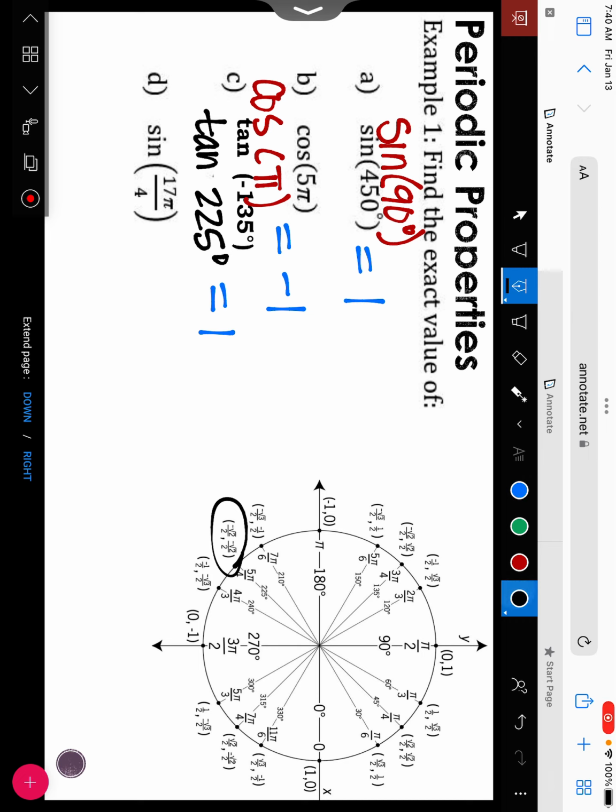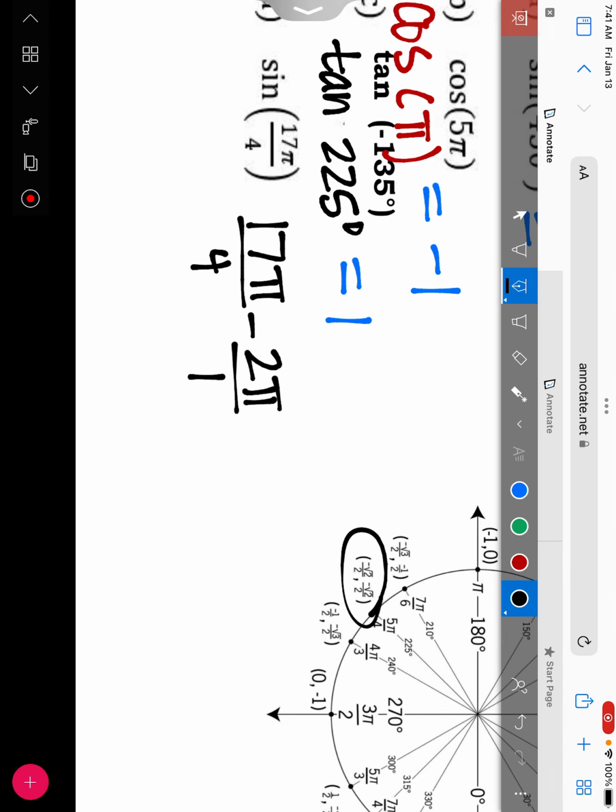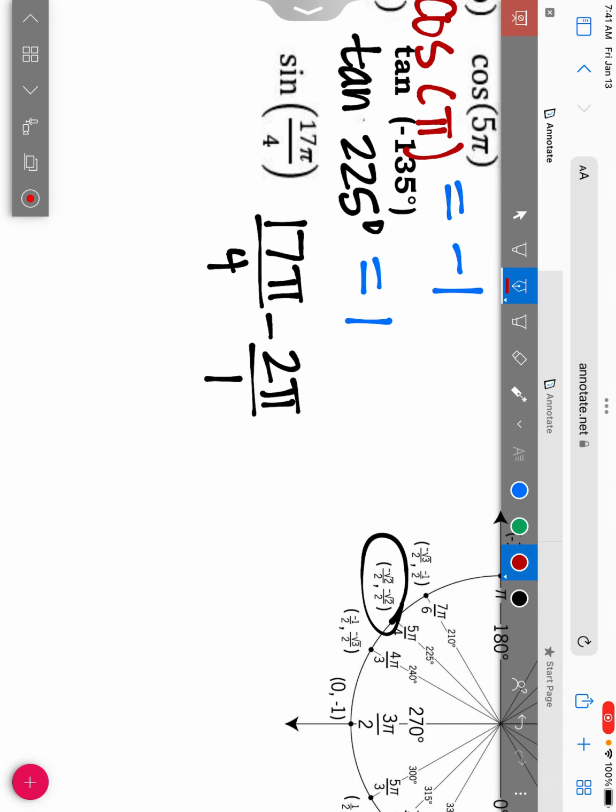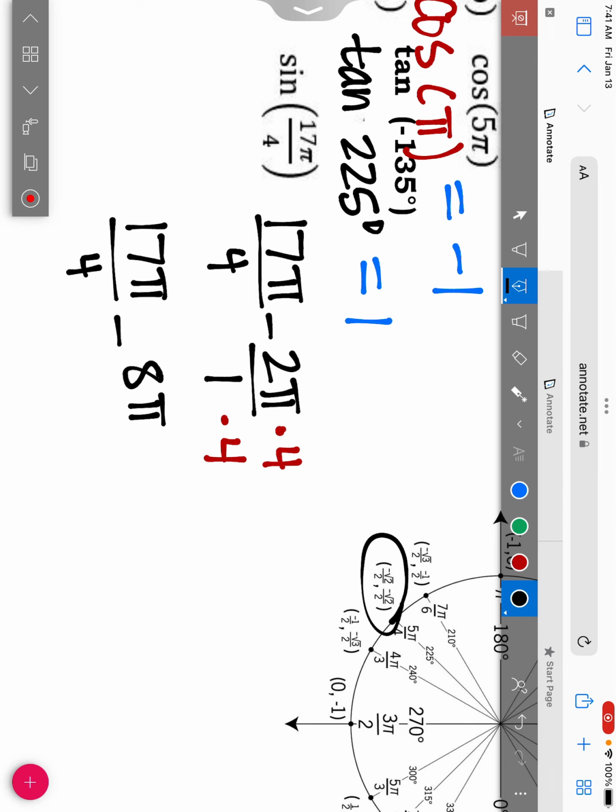All right, 17 pi over 4. So I need to subtract from that 2 pi. Now, in order to subtract a fraction, when you have a fraction, what do you need to have? A common what? A common denominator. So I'm going to multiply this one by 4. So that's 17 pi over 4 minus 8 pi over 4, which is 9 pi over 4.